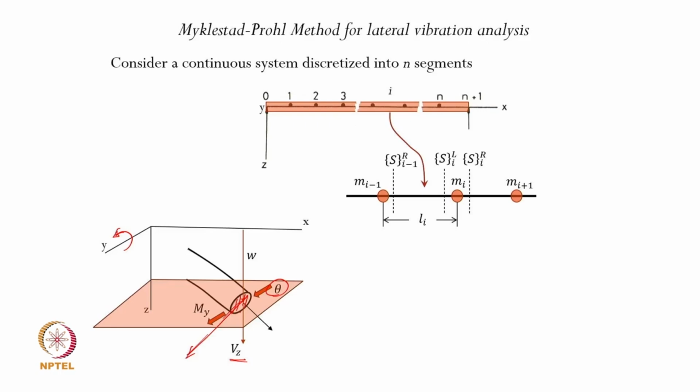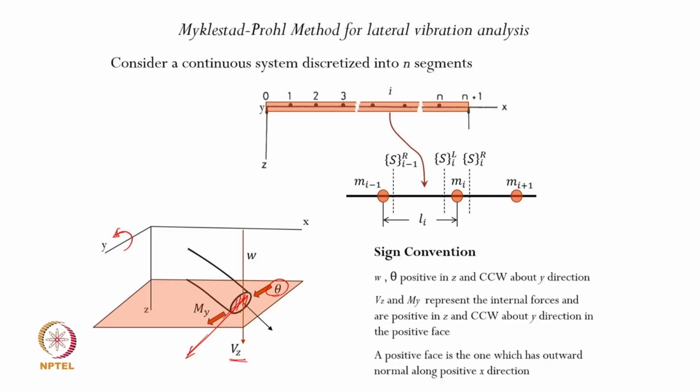Whereas in the Holzer method, torsional vibration, the only deflection was the twist, so therefore it was only theta, and the corresponding internal force, that is the twisting moment that is set up because of twist. So those were the two state variables. Here there will be deflection, slope and the corresponding shear force and bending moment. So those are the things.